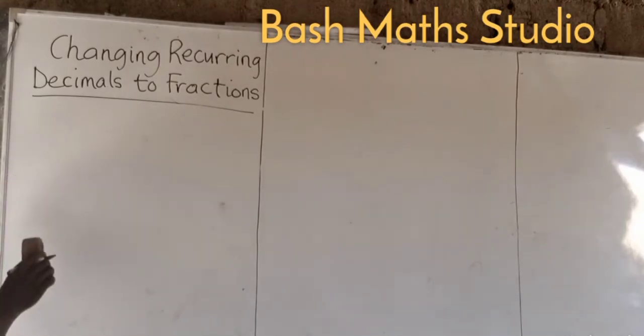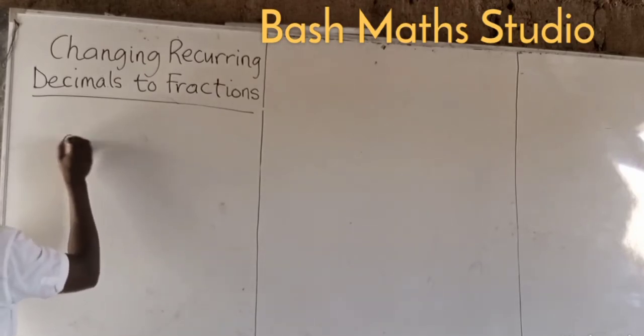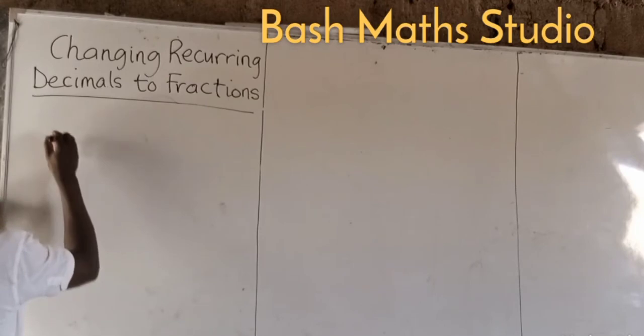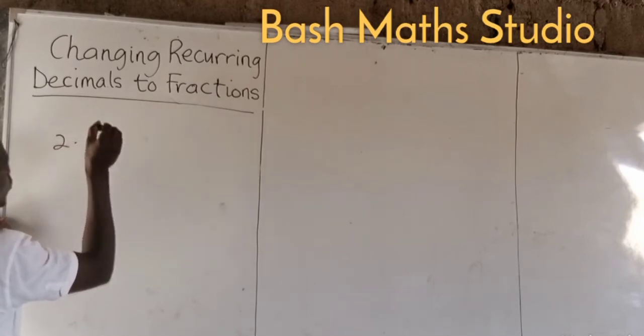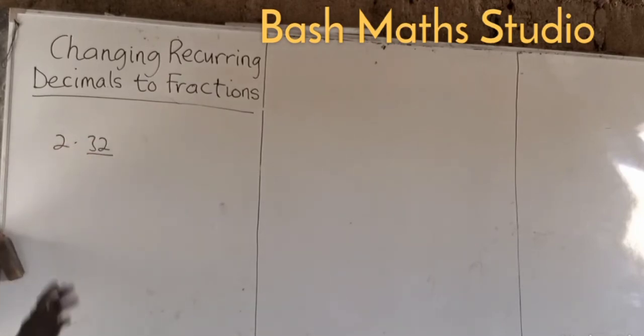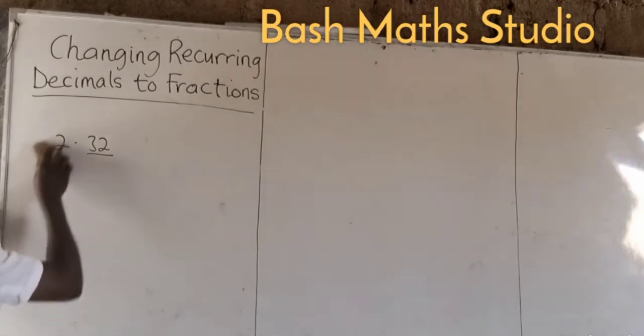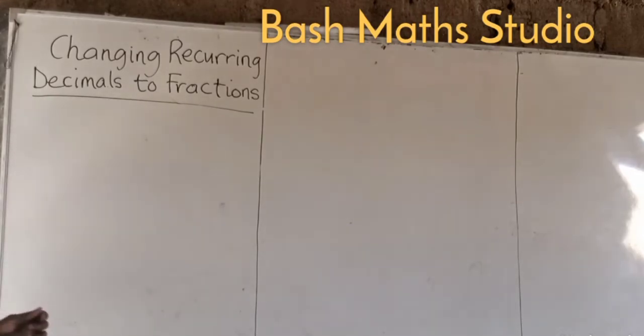We are not going to focus on terminating ones. If we talk about terminating ones, you can also give an example, let's say 2.32. This ends here, so it's a terminating one. So those are a few examples of terminating decimals, which we are not going to focus on. We are now going to focus on recurrent ones.